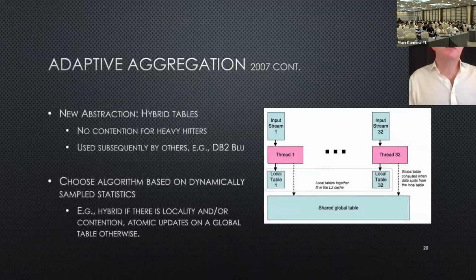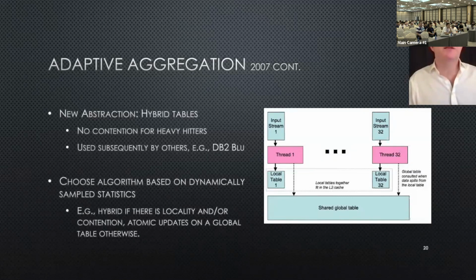So in 2007, we introduced a new abstraction, which is a kind of hybrid table. You have a local table in each thread that will do some aggregation in cache. And in fact, you choose the size of these local tables so that in aggregate, they add up to less than the appropriate cache capacity. And when you spill out of these local tables, you update a global table.